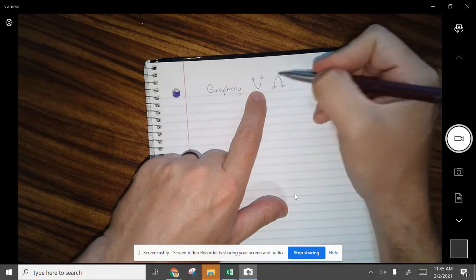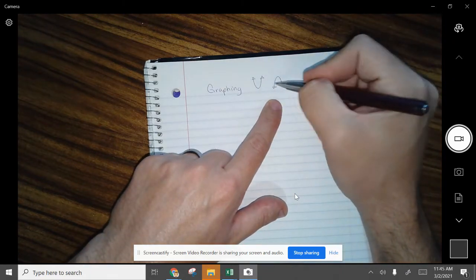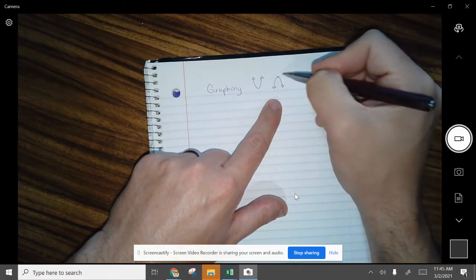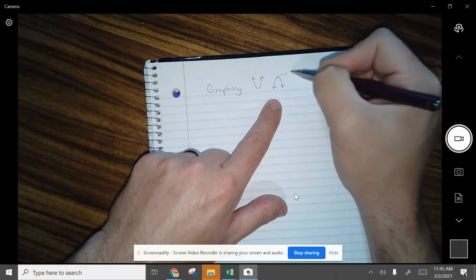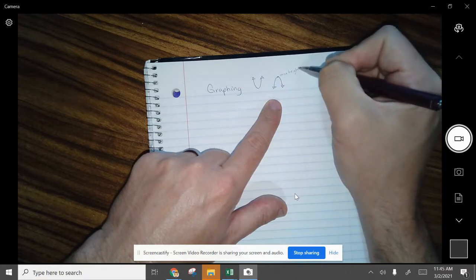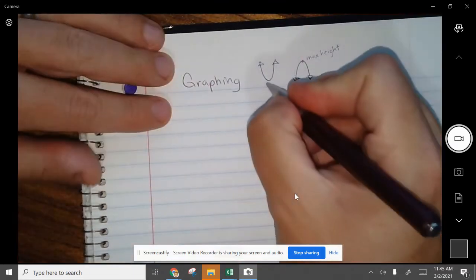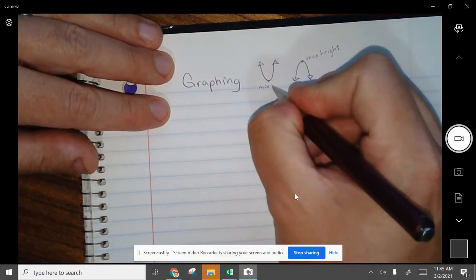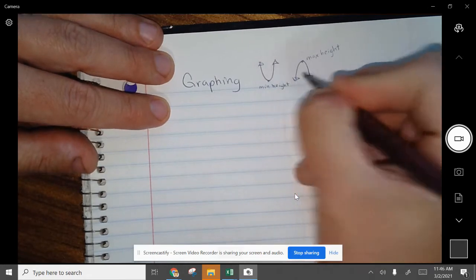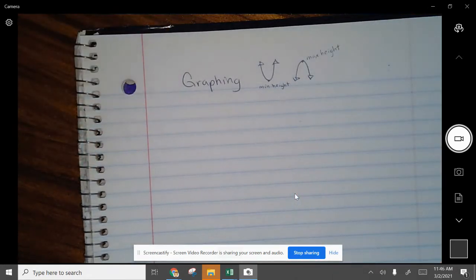This would be a what? Minimum. This would be a maximum, remember? This would be the max height, right? You could think of it that way, the max height. This would be like the minimum height. Okay. You're going to see those words sometimes.